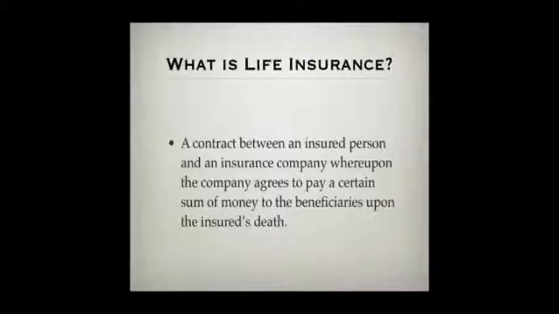First, what is life insurance? Simply put, it's a contract between an insured person and an insurance company whereupon the company agrees to pay a certain sum of money to the beneficiaries upon the insured's death. A person buys a life insurance policy, somebody else gets money when they die. It's as easy as that.